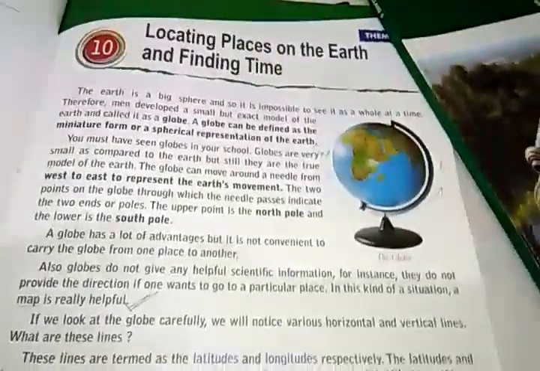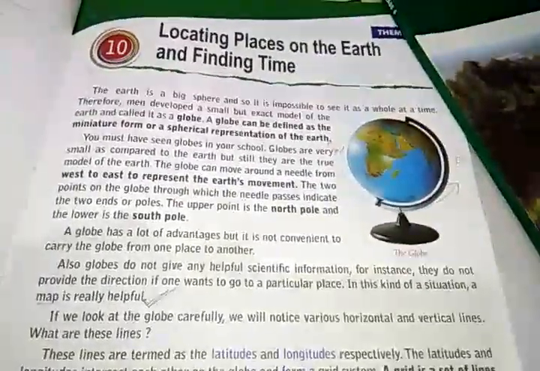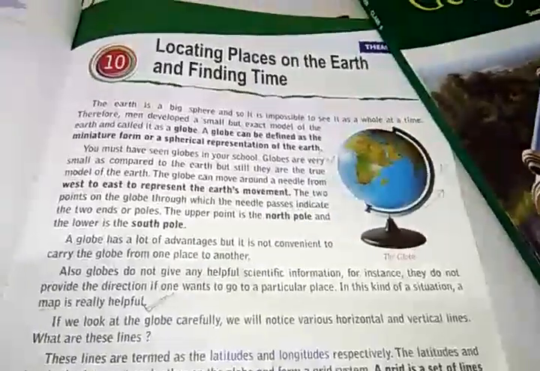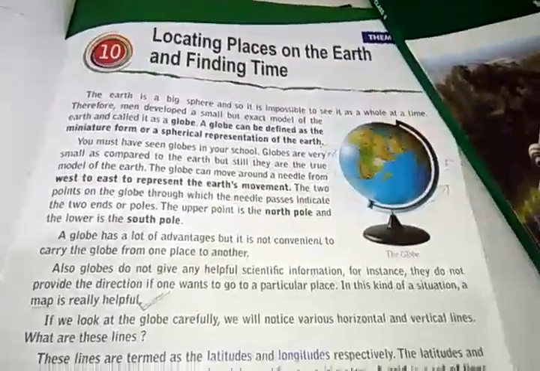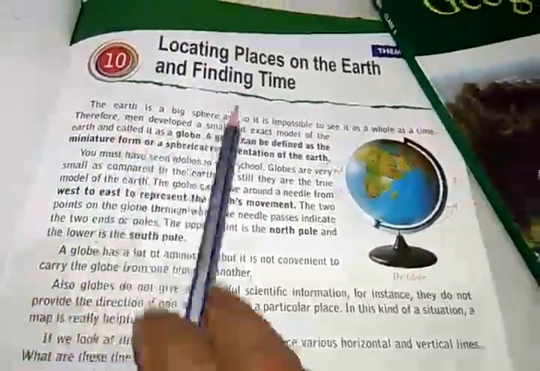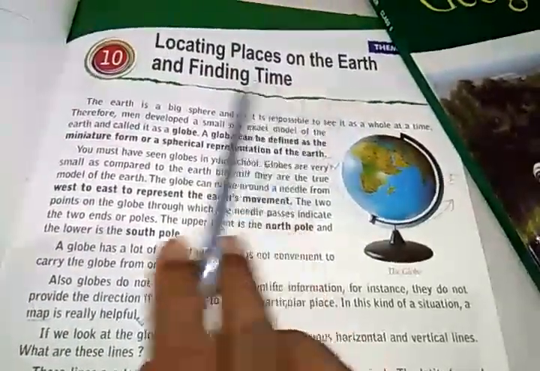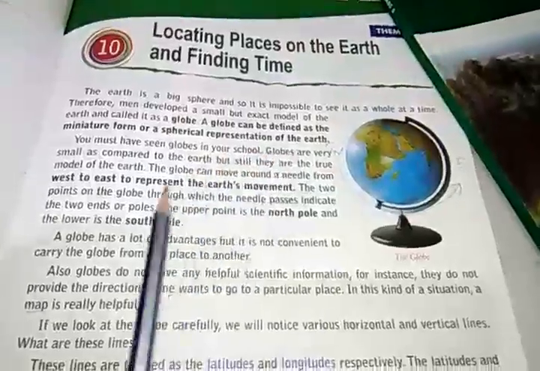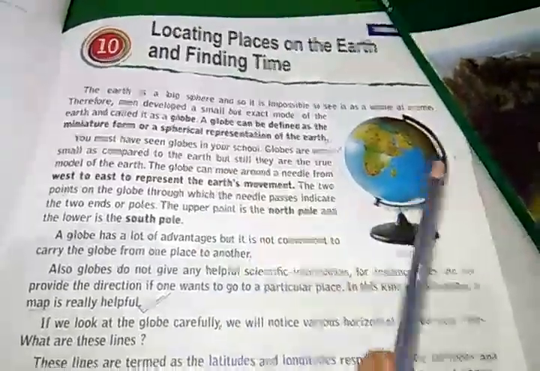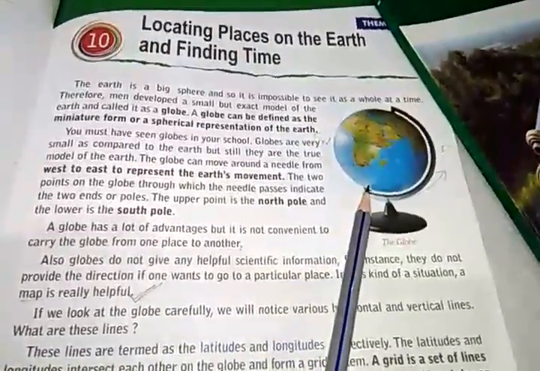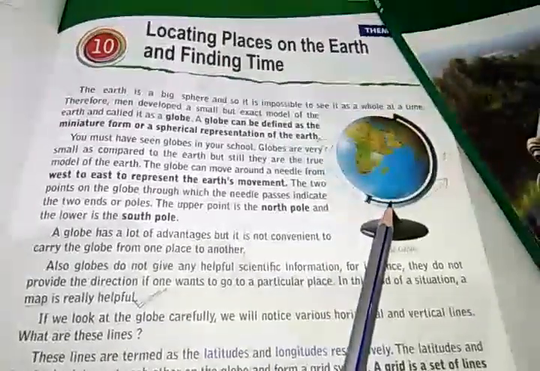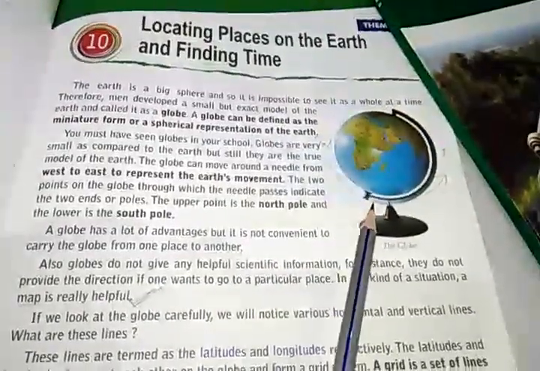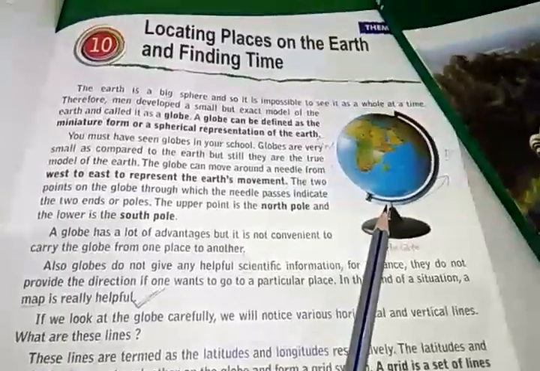Good morning, dear student. Today in class 5 history we will be taking this lesson, chapter 10, locating places on the earth and finding time. And I had discussed in my previous video about a globe, that a globe can be defined as the miniature form or a spherical representation of the earth.